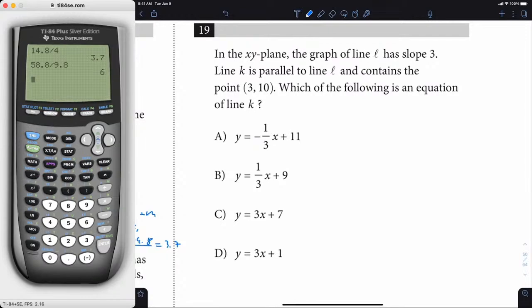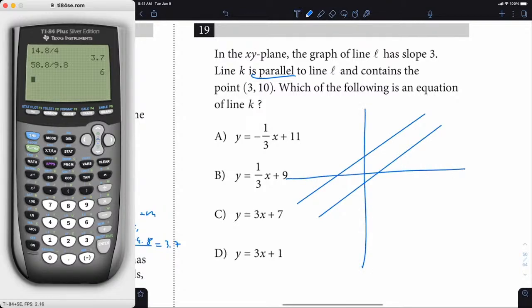In the xy plane, the graph of line L has a slope of 3. Line K is parallel to line L. Okay, parallel. Off the bat, that means they're going to have the same slope, right? Because parallel lines always have to have the same slope because they have no solutions and will never intersect when graphed in the xy plane. So A is automatically out, B is automatically out because they don't have slopes of 3, they have slopes of 1/3 and negative 1/3 respectively. So now it's just between C and D.